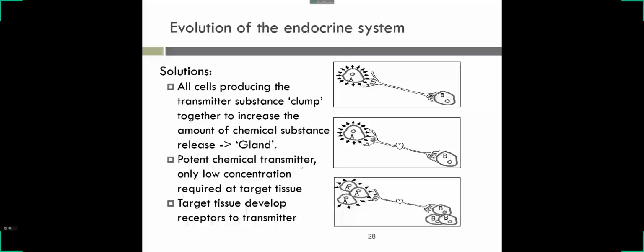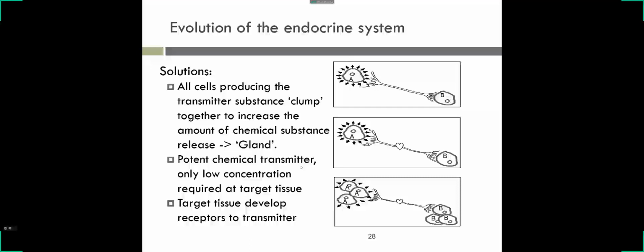So, what are some of the solutions that the body has developed to try to overcome some of these problems? One is all the cells producing the transmitter substance clump together to increase the amount of chemical substance released, okay? And this developed into what are called glands. So, imagine there's many of me here in London, and we all sit in one place to release our NIHAO hormone. So we only say one NIHAO, but there's about 50 of me, and we're all saying NIHAO at the same time, okay? And that would be the NIHAO gland.